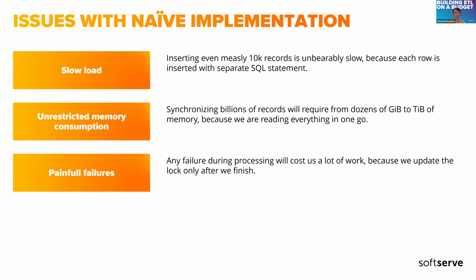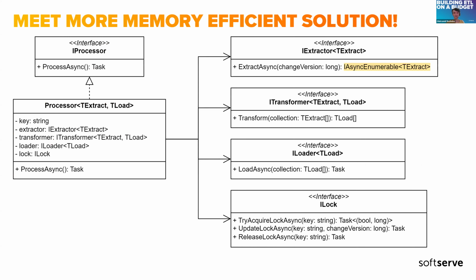So, as we demonstrated, inserting even a measly 10 thousand records is unbearably slow because each row is inserted with a separate SQL statement. And even if we overcome this issue, synchronizing billions of records will require from dozens of gigabytes to terabytes of memory because we are reading everything in one go. And on top of that, any failure during processing will cost us a lot of work because we update the log only after we finish. First, let's address memory constraints.